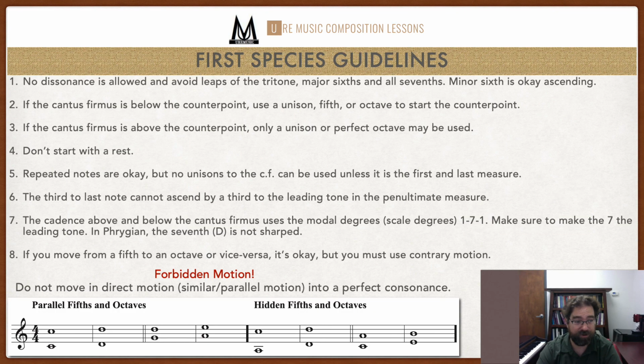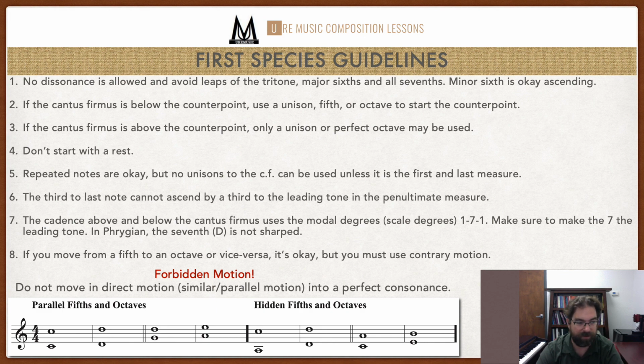So this is sort of your cheat sheet. This is a complete list of all your first species guidelines in one convenient slide. No dissonance is allowed, and you need to avoid leaps with the tritone, major 6, and all 7ths. The minor 6 is okay ascending. When the cantus firmus is below the counterpoint, use a unison, fifth, or octave to start the counterpoint. When the cantus firmus is above, only a unison or perfect fifth can be used. Don't start with a rest in first species. In other species, we will be allowed to do that. Repeated notes are okay, but don't use any unisons unless it's on the first or the last beat.